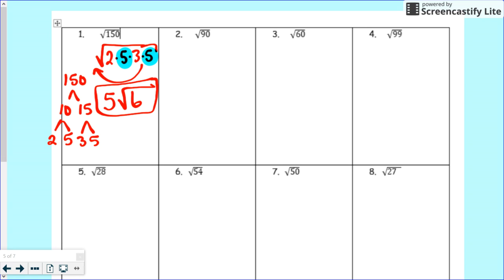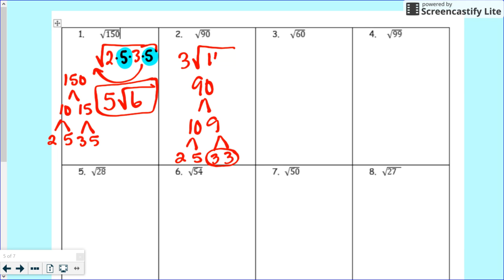All right, here we go with a 90. That would be 10 times 9. This is 2 and 5 for 10. 9 is 3 times 3. So when I look at these guys, I've got one pair of 3s. So that's going to be outside the jail. Inside the jail, I've got 2 times 5, which is 10. That's my answer.